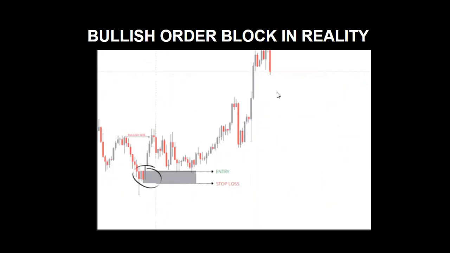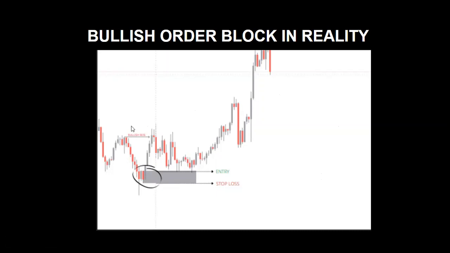Now, this is the bullish order block, just the same thing. We have the price moving up, and don't forget, anytime we have an order block, there's usually a break of structure. There was a break of structure here, and we have the bullish order block here. This bullish order block is the sell candle before the large movement of the bullish candle.